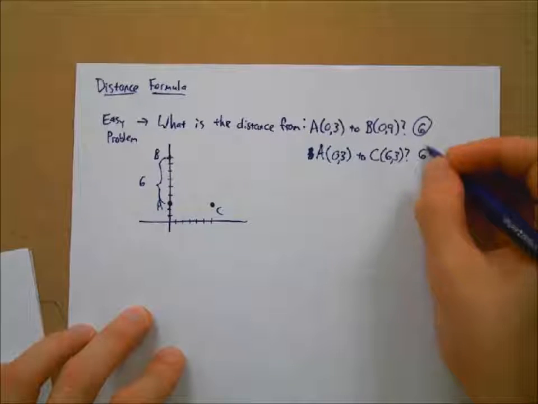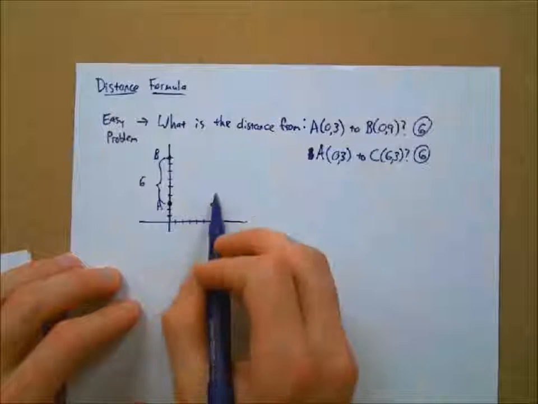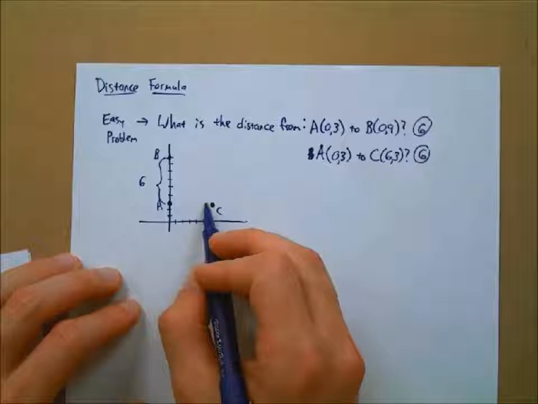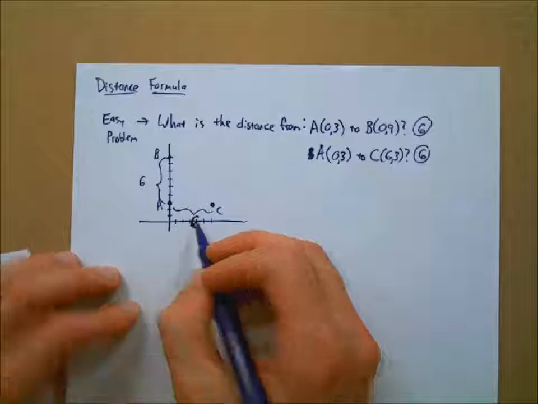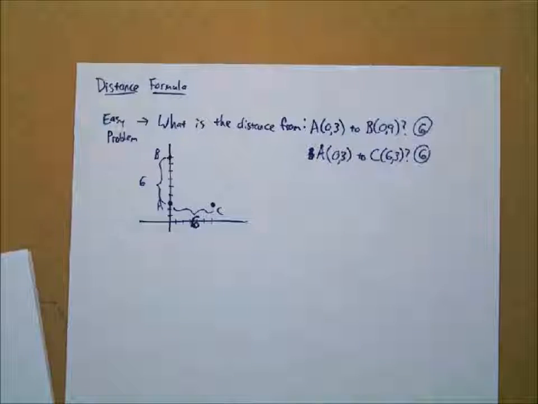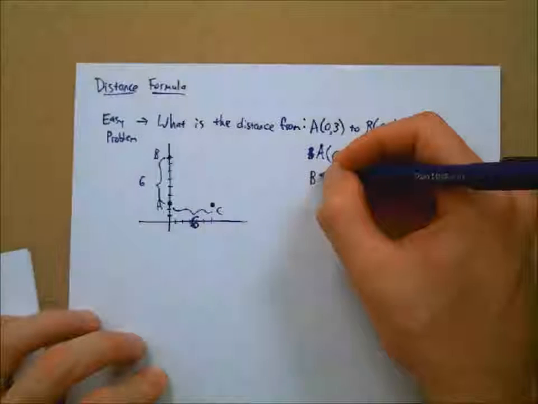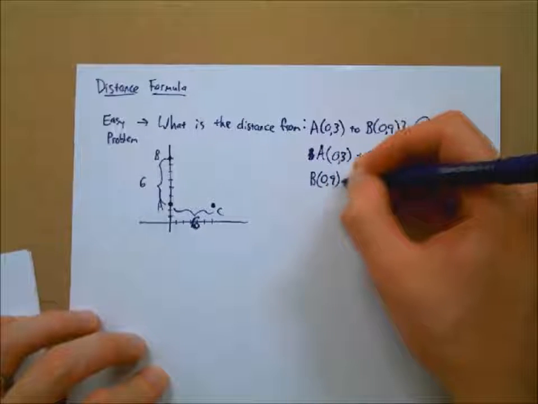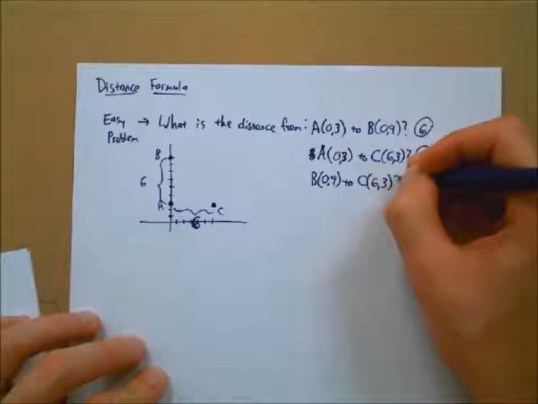But 6, yes. Because A and C are not above or below each other. They're just directly left or right. So we can just count: 1, 2, 3, 4, 5, 6 across. Okay, 6. Another easy one. But now, what's the distance from B to C?